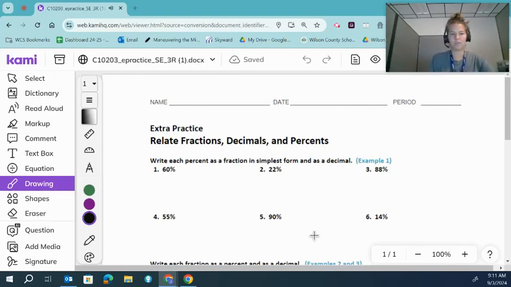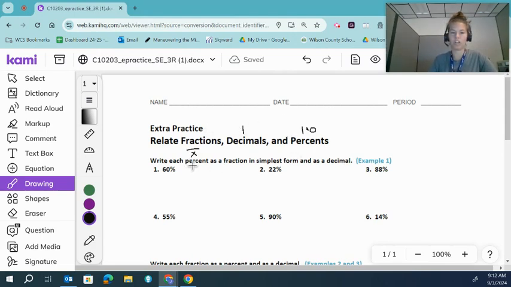Today we are looking at the relationship between fractions, decimals, and percents. Percents are out of 100, decimals are out of 1, and fractions can be out of whatever that denominator is. So 3/4 would be out of 4, and so on and so forth. And we're going to be converting between each of these.